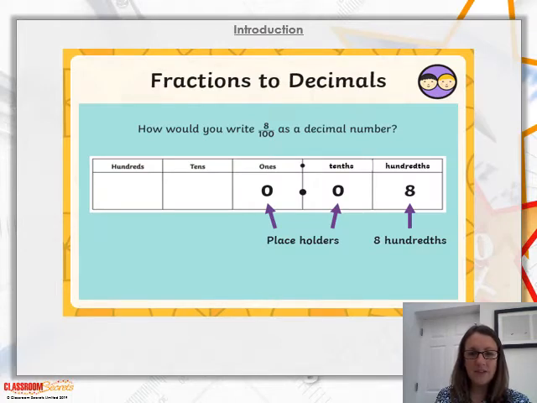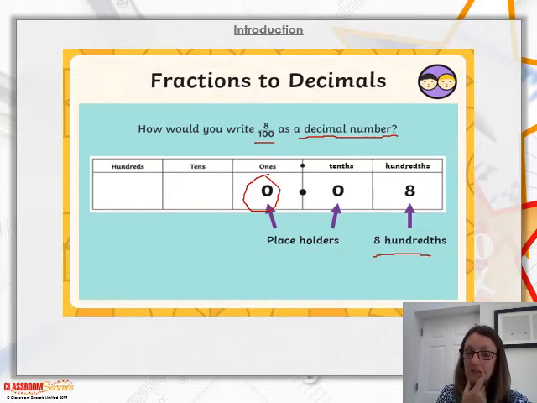Right, so let's have a little look at this first fraction. How would you write 8 hundredths as a decimal number? Okay, so we can put a 0 here with the ones if we want to. And then we have no tenths, so 0, and then we have 8 hundredths, so we write 0.08, and that is how we would write 8 hundredths.